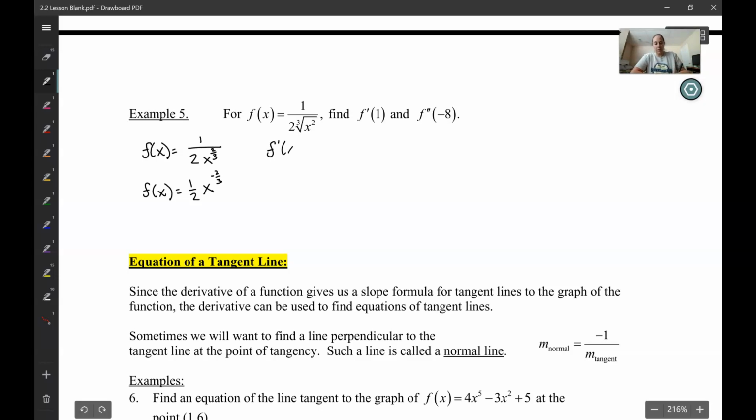So f prime of x, the constant goes out in front. I'm going to bring my exponent down. Excuse me, guys. And then subtract my exponent by 1. So f prime of x is going to be, looks like negative 1/3 x to the negative 5/3.